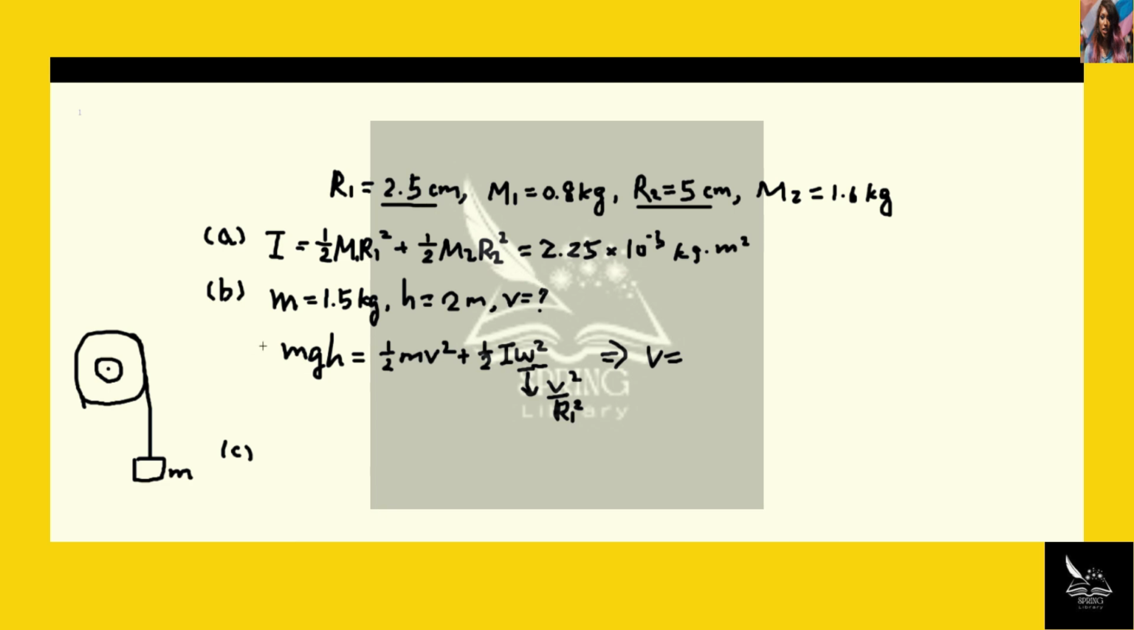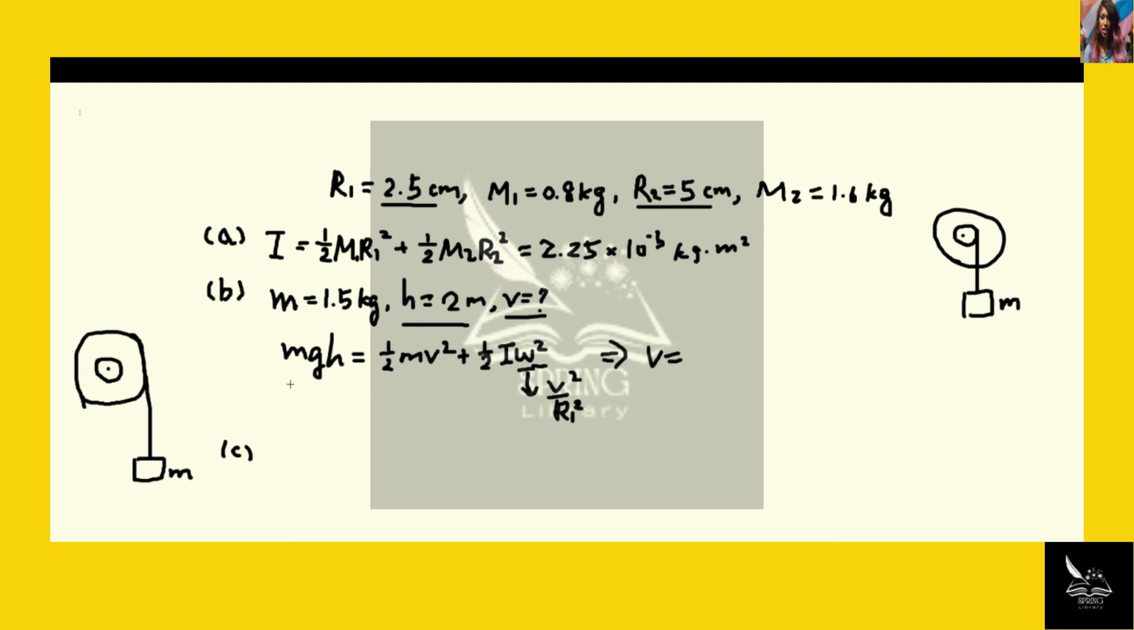Okay, for part B, we connect these two disks to another block. So for part B, the setup is we connect the block to the smaller disk, and after the block with mass smaller m has descended 2 meters, we're required to find the velocity of the whole system. Here we can use energy conservation.